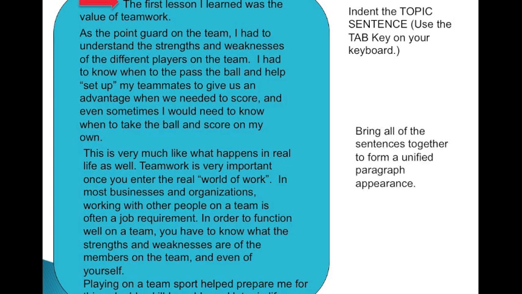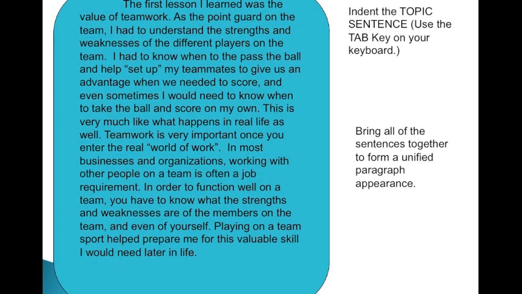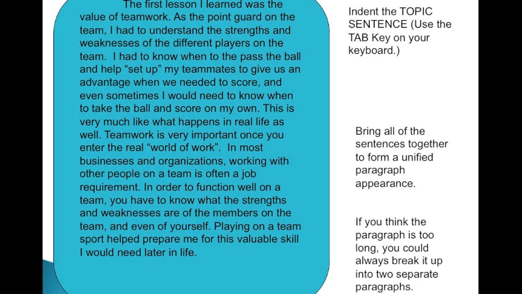Next, of course, we want to make sure we bring all of the sentences together to form a unified paragraph appearance. We want them to look like they all belong to the same paragraph. So we don't want any big spaces in between our sentences. Now, you look at this paragraph and say, it's pretty long. And of course, on the TOEIC or TOEFL, we don't want our paragraphs to be too long. So in this case, you might want to think about breaking it into two separate paragraphs. Now, the question is, where would you do it?